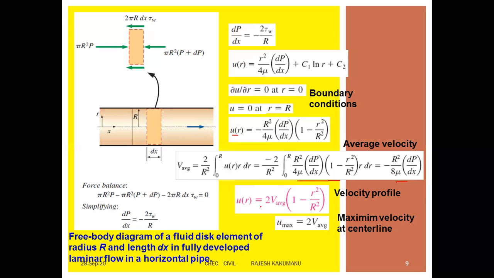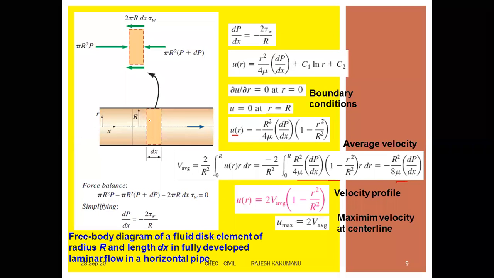For that, u(r) is equal to 2 V average, bracket open, 1 minus r square by capital R square, close the brackets. That is the velocity profile. So the maximum velocity at the center line, therefore U max is equal to 2 times the average.